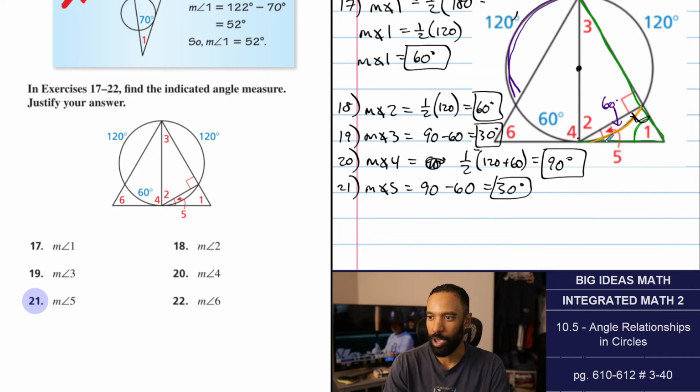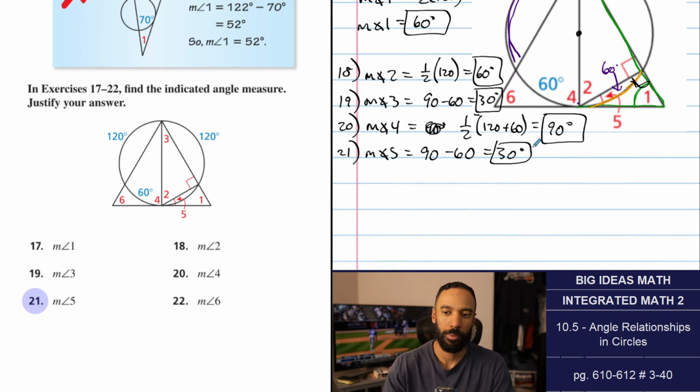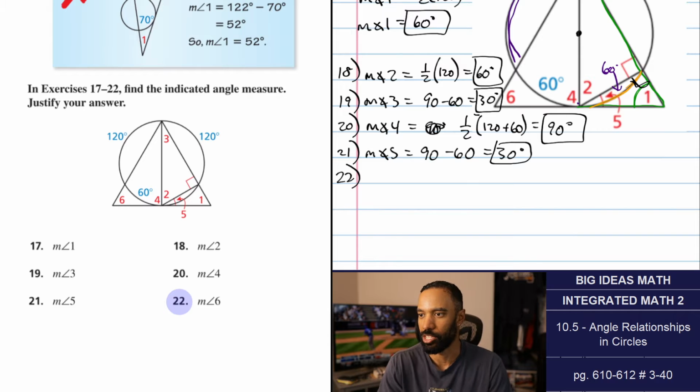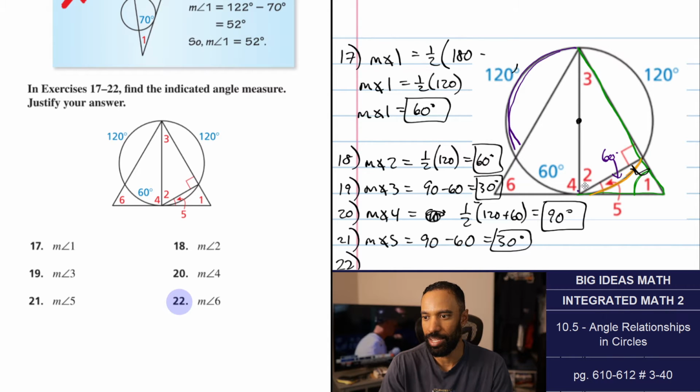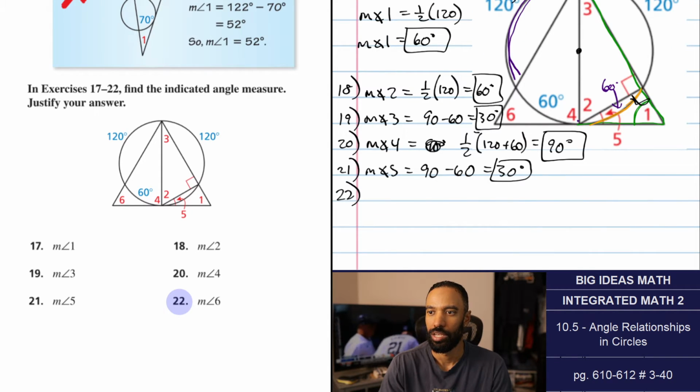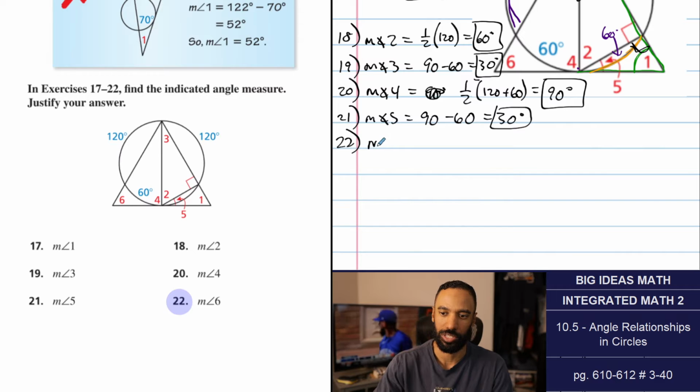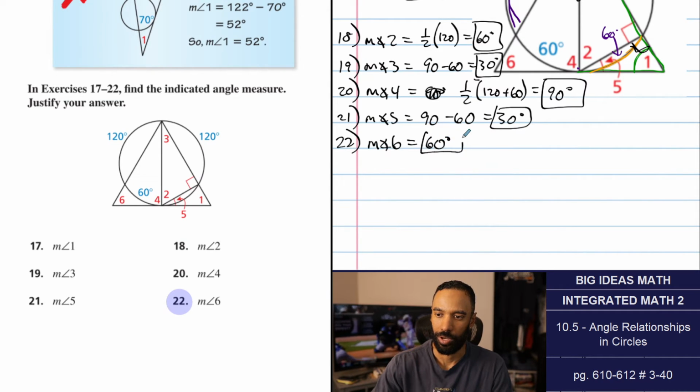Or the way you probably want to look at it, here's the intercepted arc. This little guy is 60 degrees for that measure, and half of 60 is 30. Remember, you should get the same answer regardless, and that looks like what it is. And then number 22, measure of angle 6, that one on the outside over there, that's the same thing as the measure of angle 1 on this side. It should also be 60 degrees, half of 180 minus 60. So the measure of angle 6 is also 60 degrees. Okay.